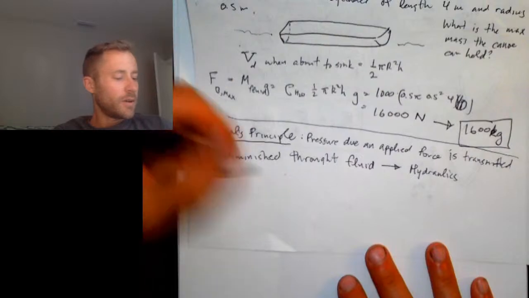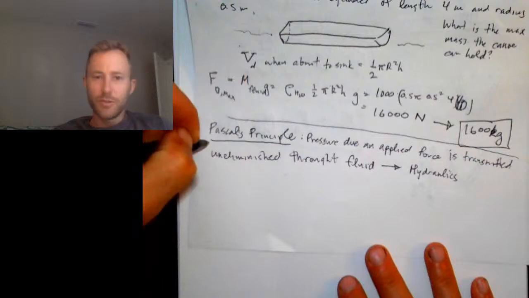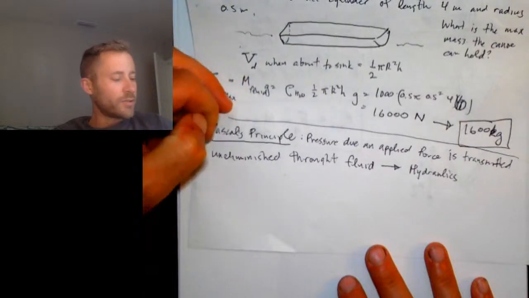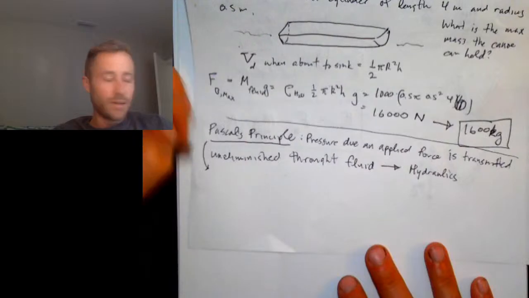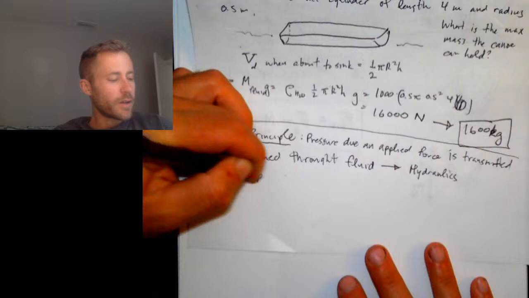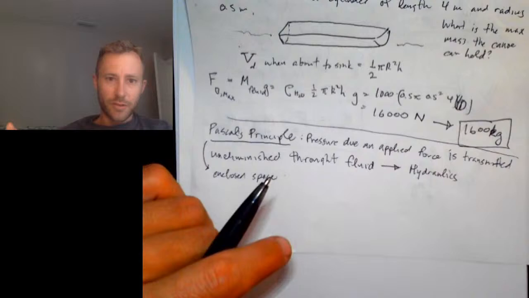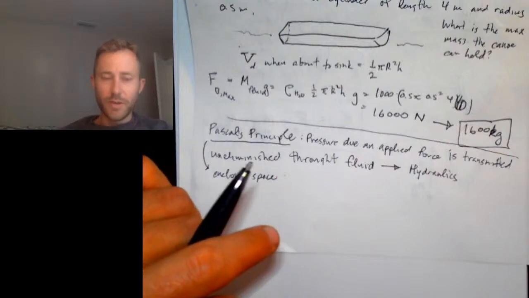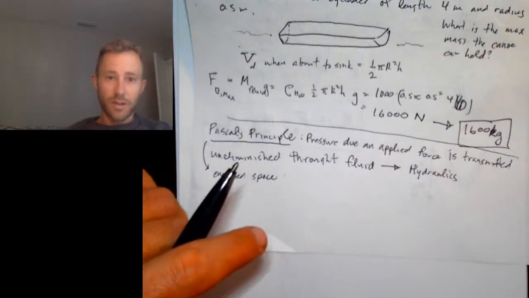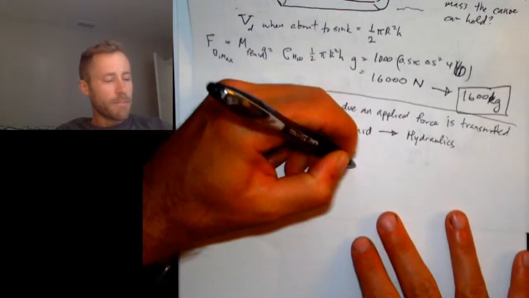An important part is that Pascal's principle only applies to fluids in an enclosed space, okay? So if there is like a leak in your hydraulic system, then Pascal's principle is not going to apply. So if one of your hydraulic lines is cut, then your hydraulic system stops working, okay? But here's the idea, okay?